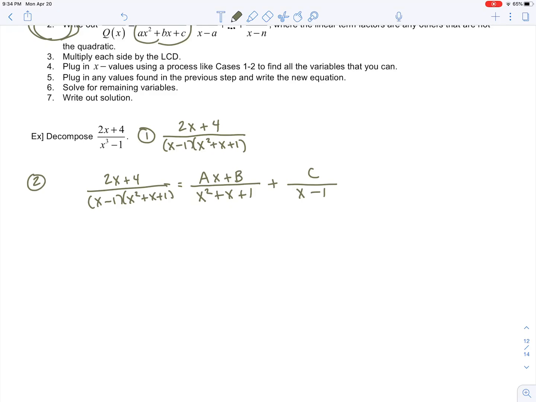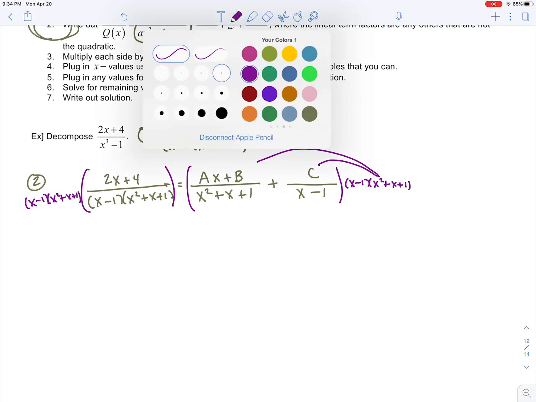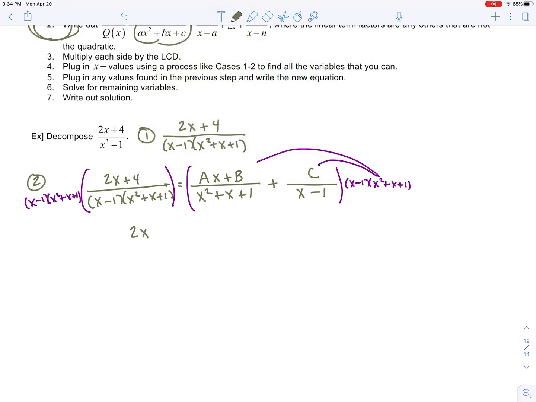The next step in this process is also the same, and that is to multiply by the LCD on both sides. The LCD is x minus 1 times x squared plus x plus 1. That will be distributed over here, and then this will cancel out all of my denominators. Over here the entire denominator cancels, and on the right hand side it cancels differently with each one. So ax plus b times x minus 1, plus c times x squared plus x plus 1.